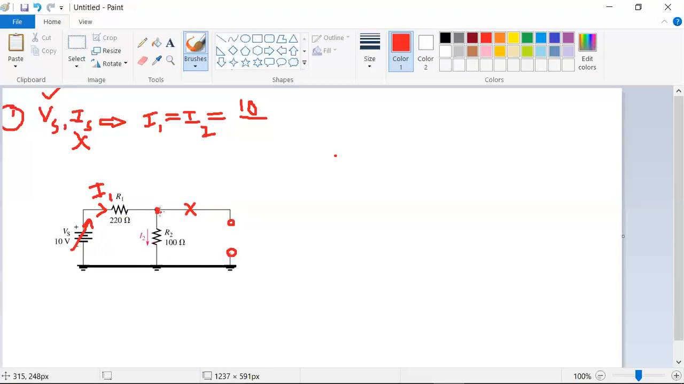So you can remove this circuit directly, like this. That is the reason I am removing it, but sometimes it doesn't look good, so I am redrawing that.